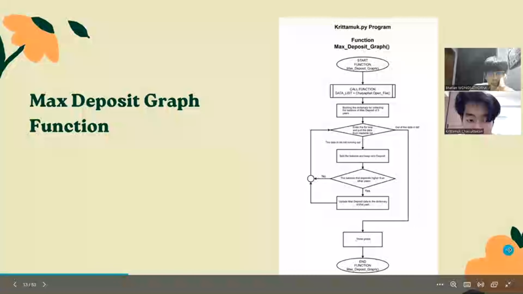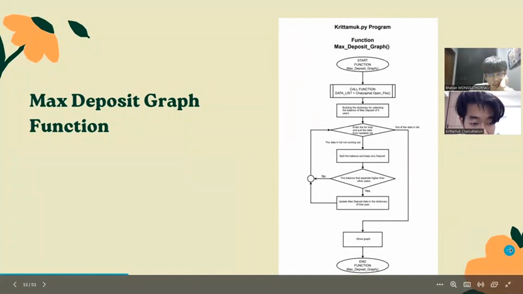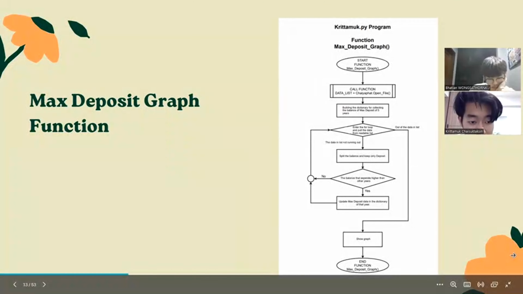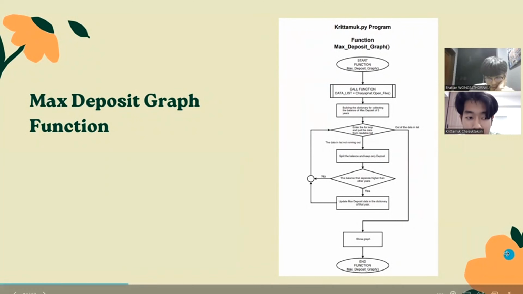Make deposit graph function, it will start by opening the check file from Shayapat and collect the data in the list. Then it will create the dictionary for collecting the balance of max deposit of 5 years. Then it will enter the decision in the for loop and collect the data from the list one by one and separate the higher value, until it runs out, then show the graph. Next.